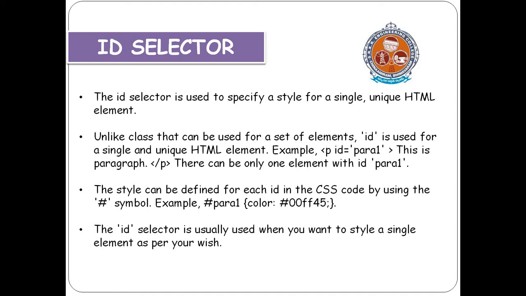So ID is mainly used for a single unique HTML element, whereas class can be used for a set of elements. For example, in our college we have a CSE branch. In that, we have different types of classes, the same type of classes: third year A section, third year B section, third year C section, third year D section. Here all are the same class, but in that, students have unique IDs. That is the main difference.